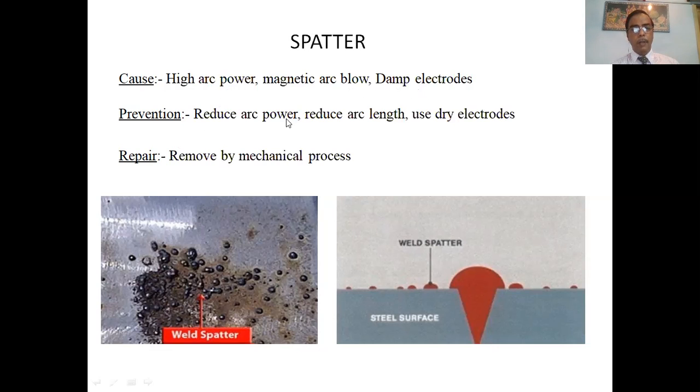Prevention: reduce arc power, reduce arc length. Arc length should be reduced. Use a dry electrode. Repair: remove by mechanical process. This should be ground enough. This is a weld spatter, and this is the weld surface, the steel surface.